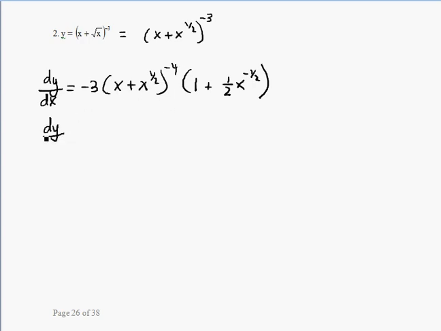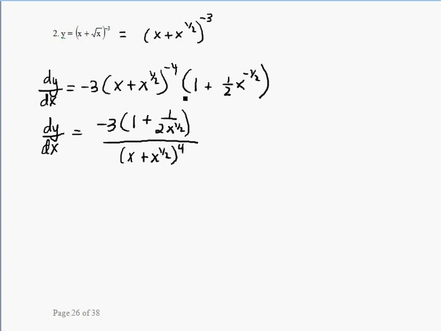So I get dy dx equals negative 3. I'm going to move this x to the negative 1/2 into the denominator of the 2. So this is 1 plus 1 over 2x to the 1/2, all over, this whole thing gets moved into the denominator. So it's x plus x to the 1/2 to the 4th. Now I really don't like having a complex fraction, which is a fraction inside of a fraction. So I'm going to multiply this whole numerator times 2x to the 1/2 and this whole denominator times 2x to the 1/2.